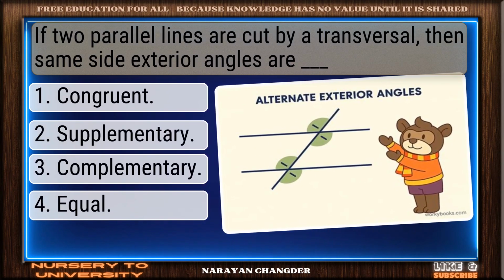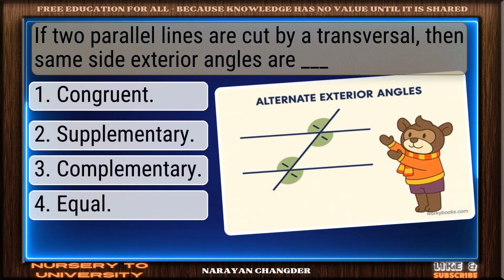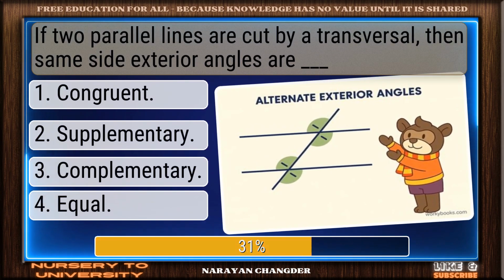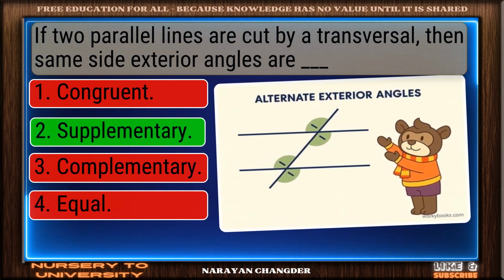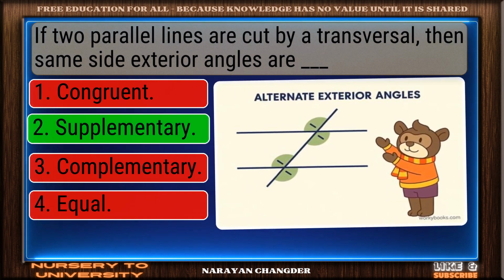Question number 46. If two parallel lines are cut by a transversal, then same side exterior angles are dash. Excellent choice. Supplementary is the right answer.